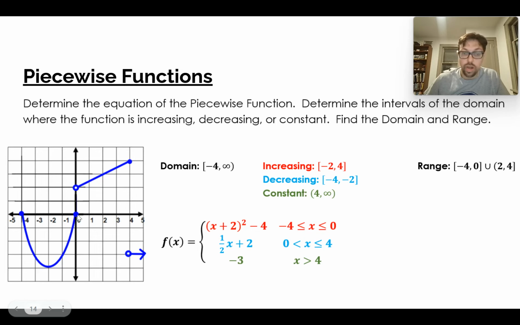Our domain, our lowest value is -4, and we get outputs all the way here from our quadratic. We get outputs from 0 to 4 from our linear, and we get outputs from 4 to infinity from our constant. So our domain is -4 to infinity.